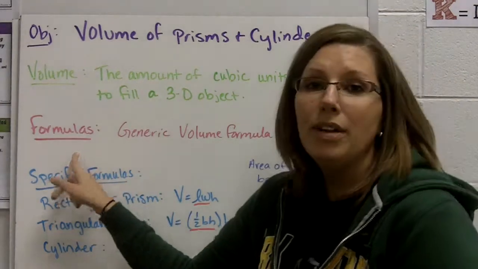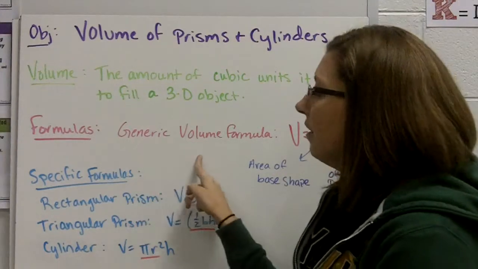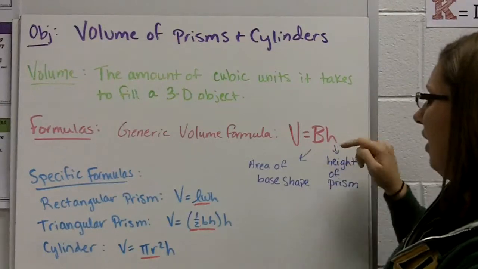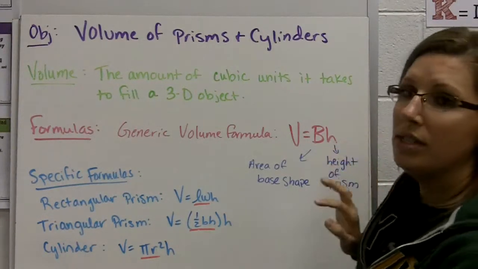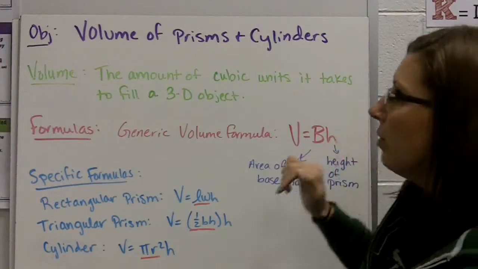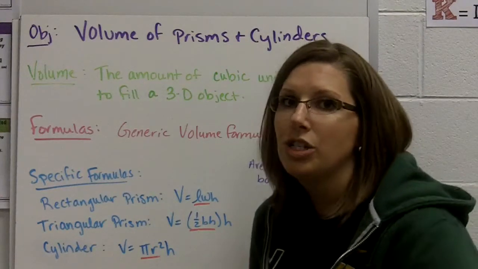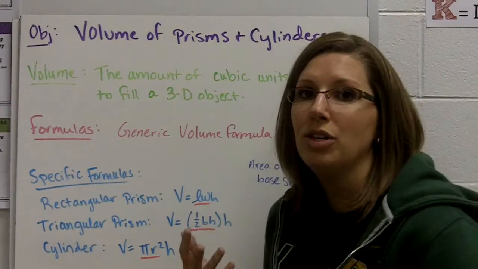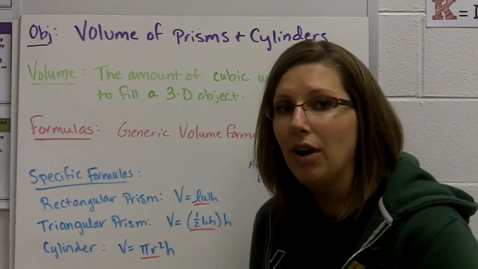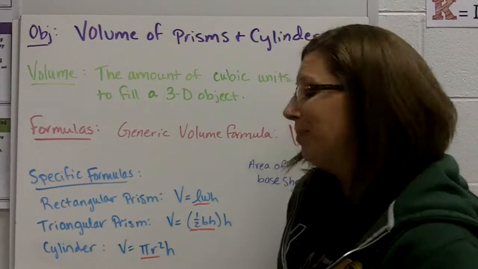The formula, there are many formulas, but there's one big generic formula. To find the volume of any prism, we're going to multiply the area of the base shape, which is capital B in this circumstance, times the height of the prism. So when you're looking at a 3D object, you really need to know what the base shape is. That all goes back to what the name of the shape is. All of those things tie together to help us figure out how to find volume.